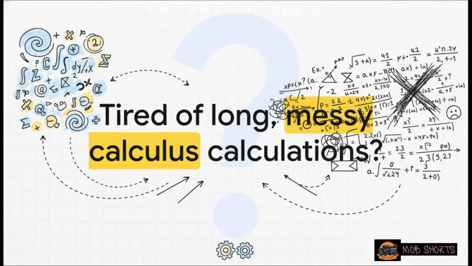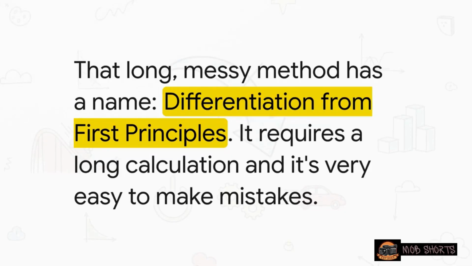Have you ever been there, spending page after page on a single calculus problem, finding the derivative, and just praying you didn't make one tiny mistake somewhere along the way? Yeah, you're definitely not alone. So, that super long, messy method has a name: differentiation from first principles. It involves this huge calculation, which makes it incredibly easy to slip up. It's important for understanding the concept for sure, but fast, not a chance.